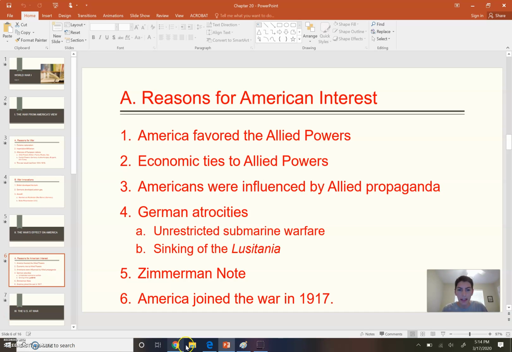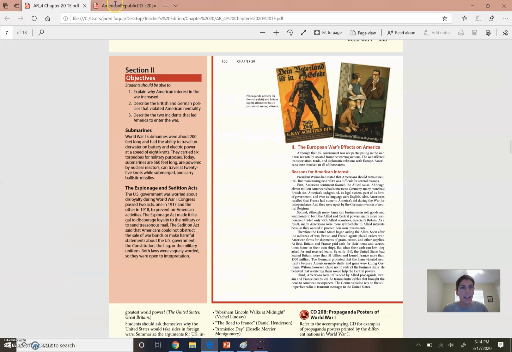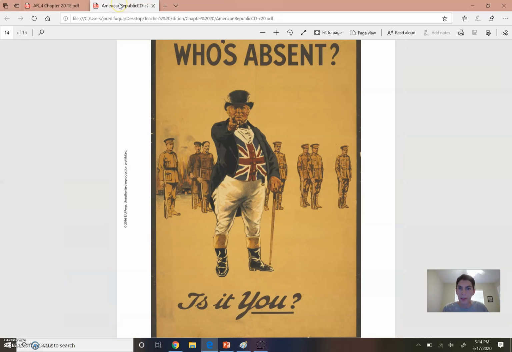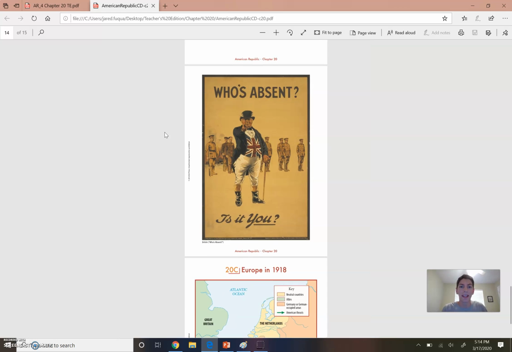Now, here are some examples that I was able to find from your curriculum. And this is a British one. This is a British poster. Most of the propaganda items back then were posters or in the newspaper. Today, we see it online. We see it on TV. We see it in magazines. You see it on billboards. There is propaganda out there that's still used today. But these are older forms of propaganda.